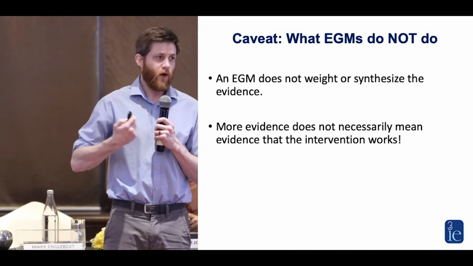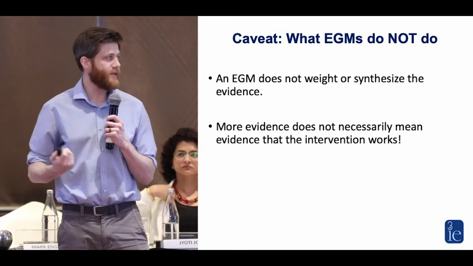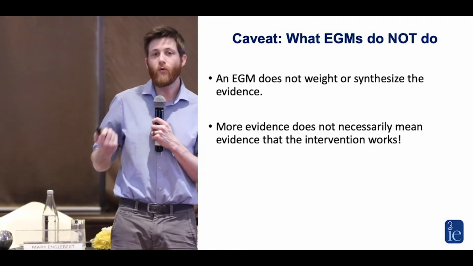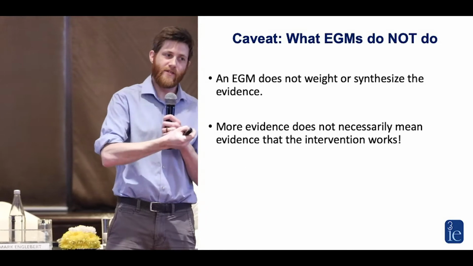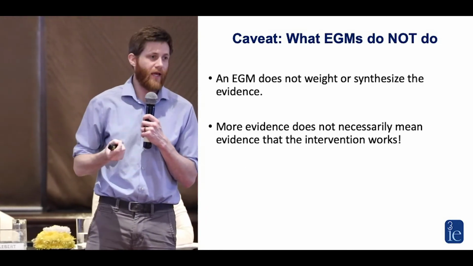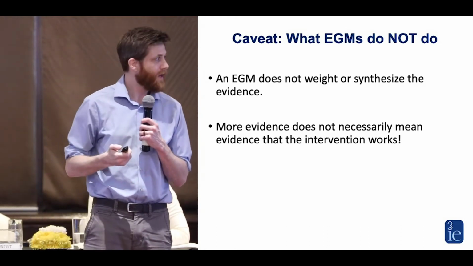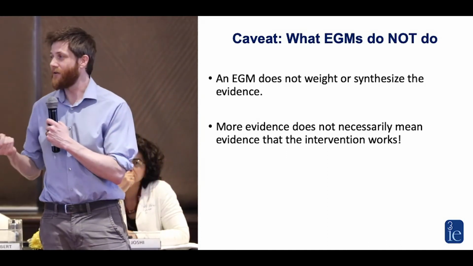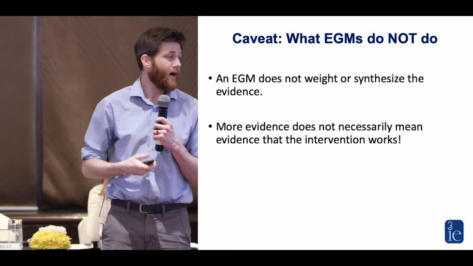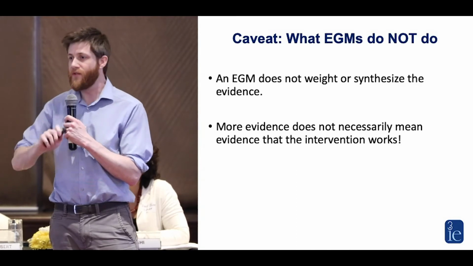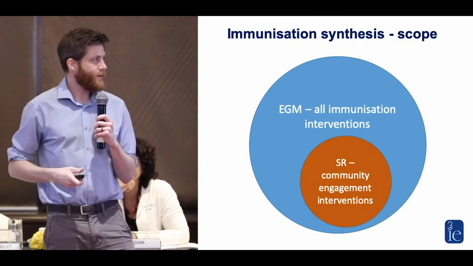So one quick caveat on what evidence gap maps do not do is weight or synthesize the evidence. All we're doing when we're populating that framework is looking at, does this study measure the effect of this intervention on this outcome? But we're not looking at how high quality is this evidence, or what this evidence actually says. Importantly, more evidence does not necessarily mean that the intervention works. It could be that we have a whole bunch of evidence saying that it doesn't work. So it's just a way of seeing the distribution of the evidence. So that's the background on what EGMs are.